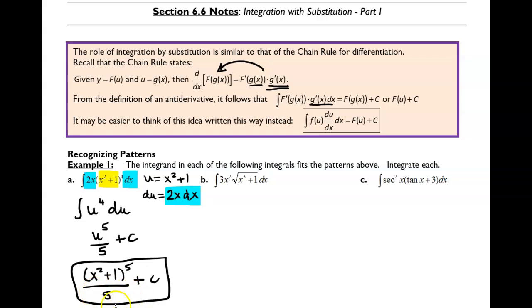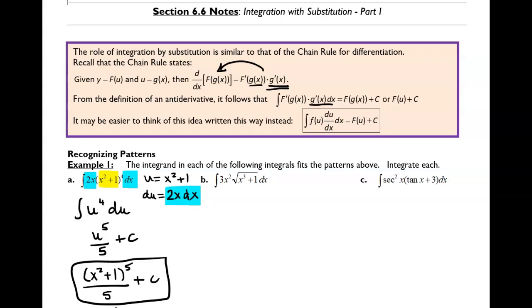And if I wanted to check my answer, I would take the derivative. So I'd have 5 times (x squared plus 1) to the 4th over 5. And I'd have to multiply by the derivative of the inside, which is 2x. So notice that I would get the same thing that I had for my integrand here. So once again, we're paying attention to what's inside, and then I'm looking for the derivative of the inside to be present as well.